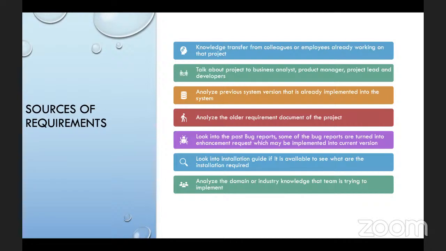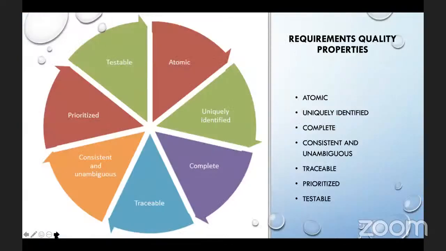All of this, looking into the report of a bug or defect that was discovered previously, can help you understand the requirement direction. Again, looking into the install guide, if it is available, to see what the install requirements are, can also guide us. And then analyzing the domain or industry knowledge that the team is trying to implement. Just by looking at the domain and researching it, these are also sources of requirements. All right, moving on. If you have any question, put it in the chat box, and I'll get to it.